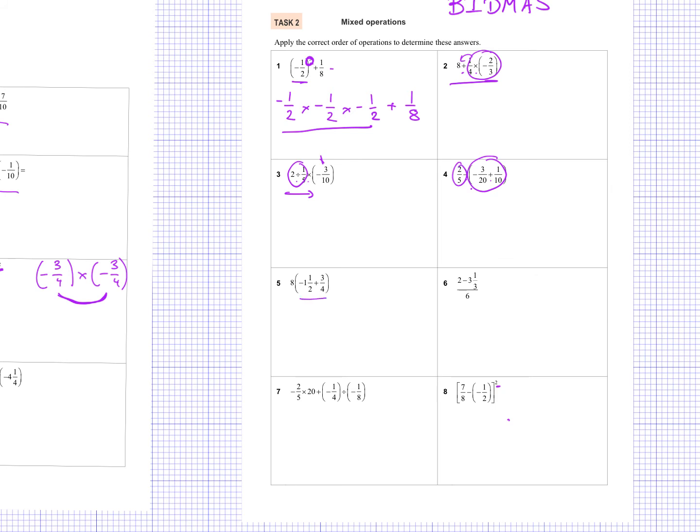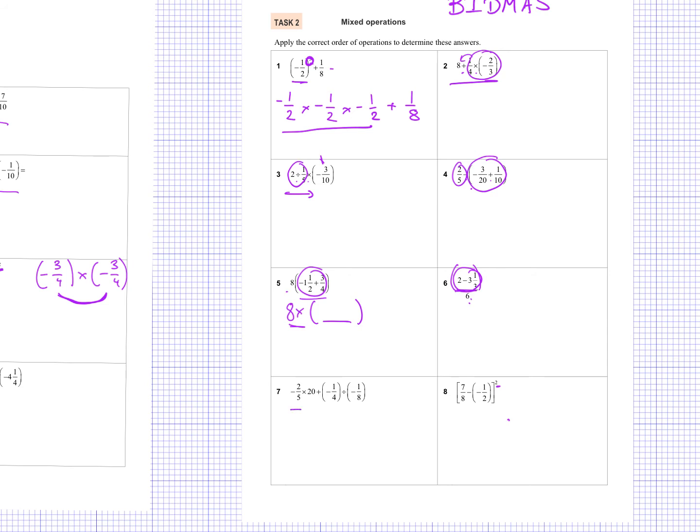This one's similar, except there's an 8 on the outside, and that means 8 times whatever's in the brackets. So we do the brackets first, and then we do the times. This line here is the same as a fraction line, so this means that fraction divided by 6, in which case we have to do the top first before we can divide by 6.